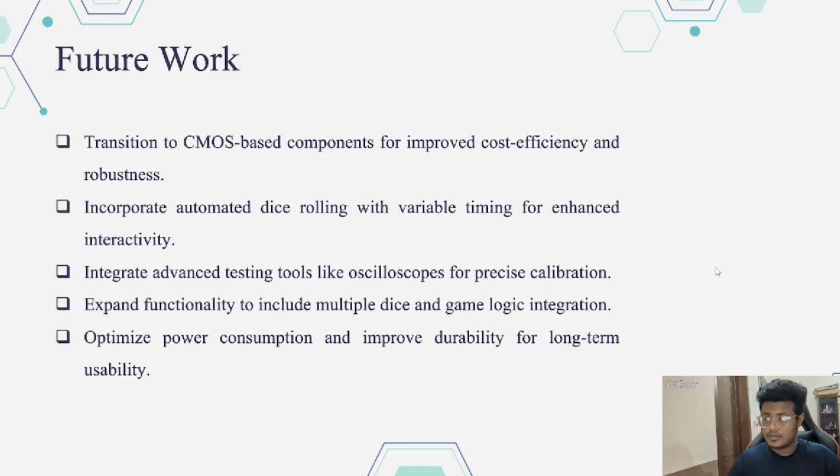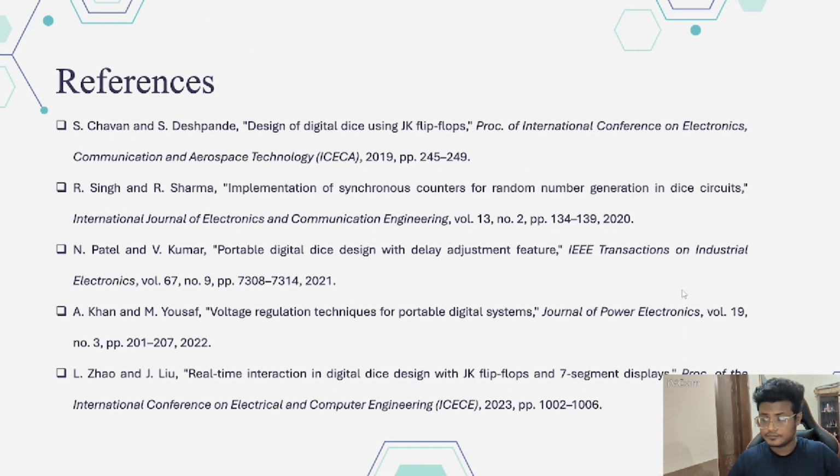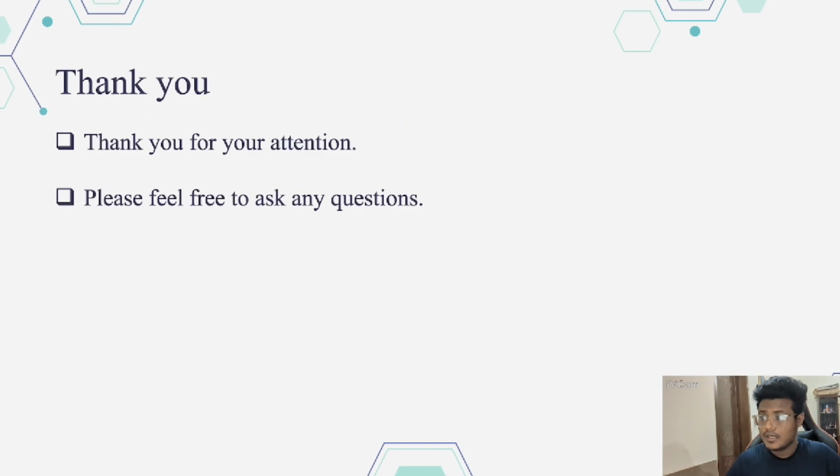Future work transitions to CMOS-based components for improved cost, efficiency, and robustness. Incorporate automated dice rolling with variable timing for enhanced interactivity. Integrate advanced testing tools like oscilloscopes for precise calibration. Expand functionality to include multiple dice and game logic integration, optimize power consumption, and improve durability for long-term usability. Here are the references, and thank you everyone.